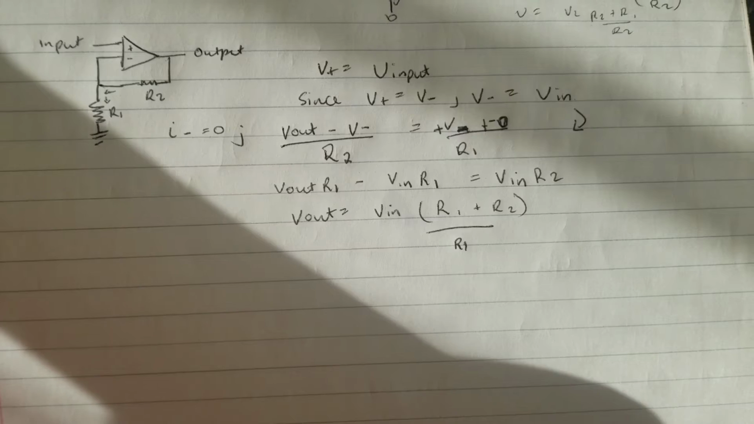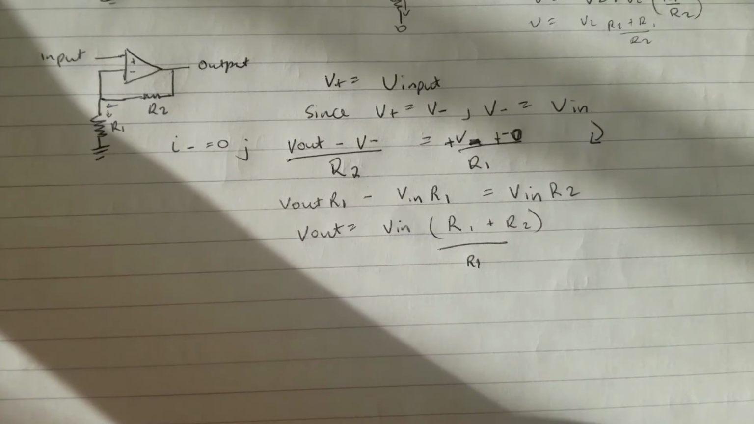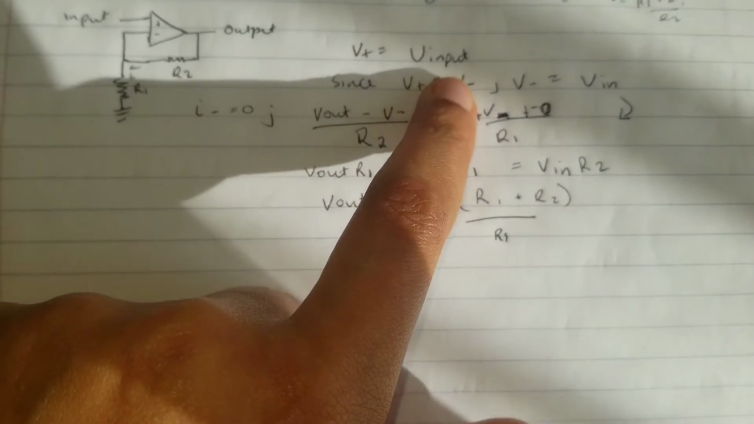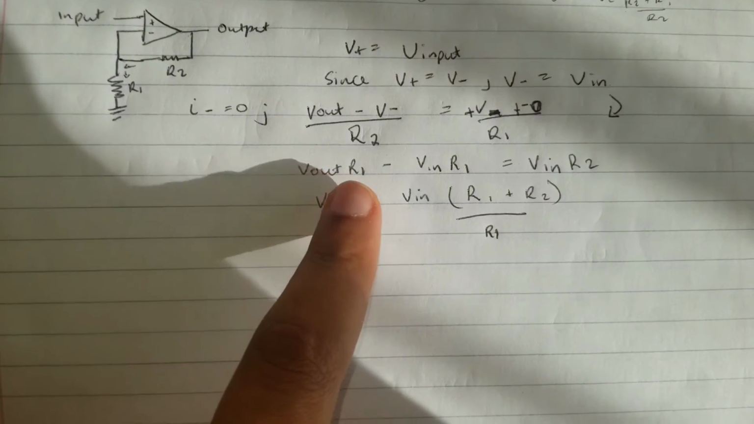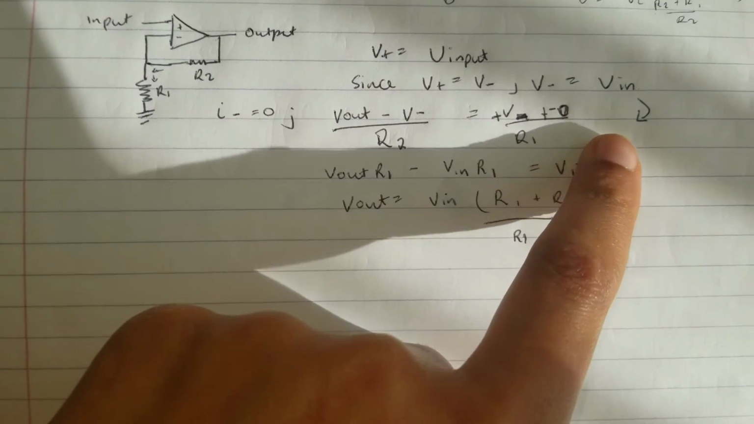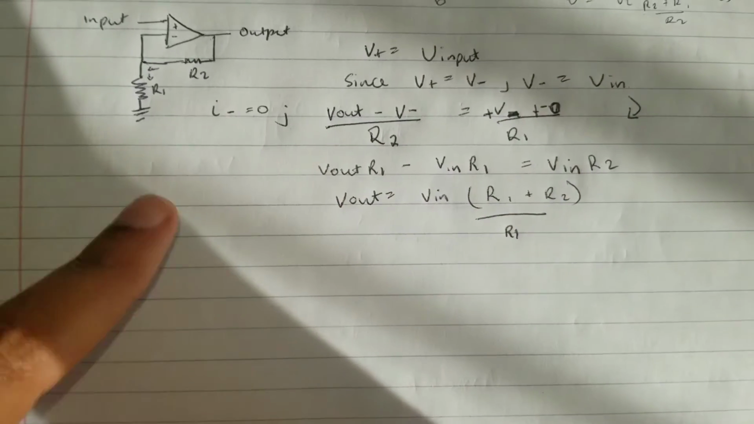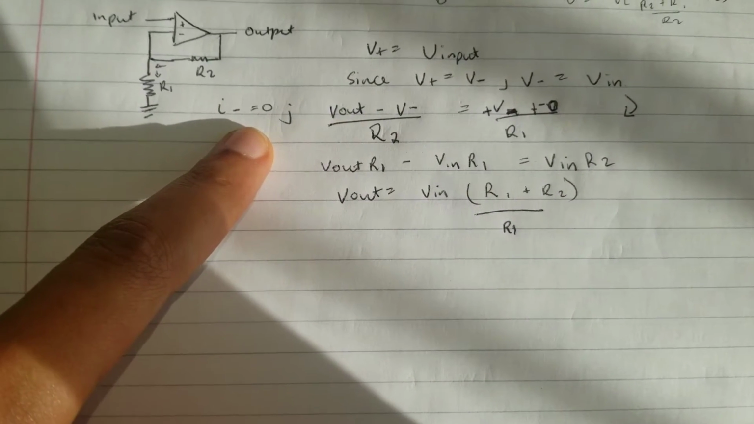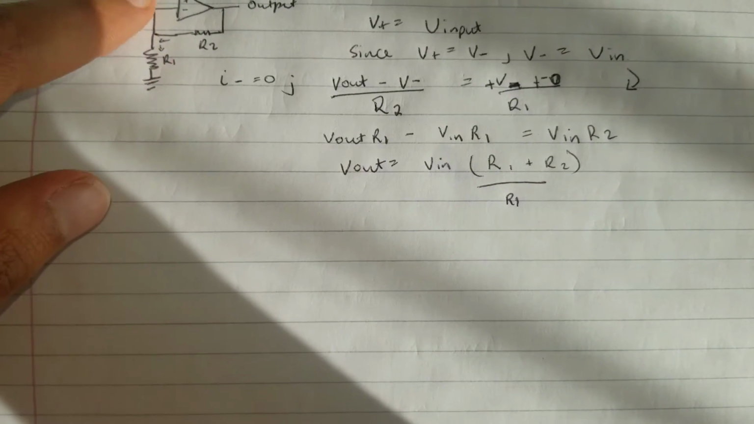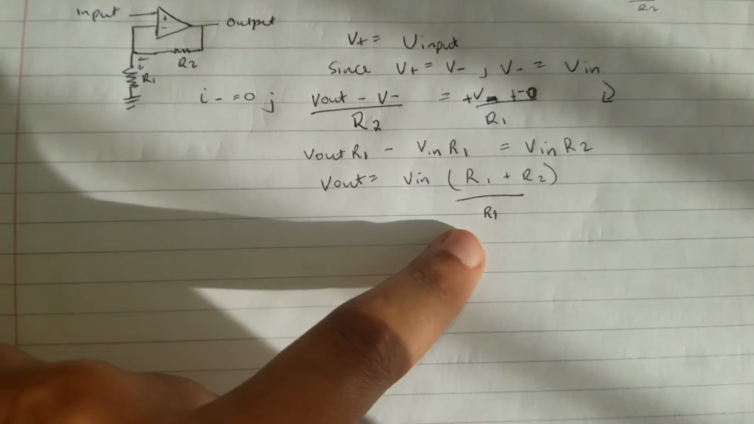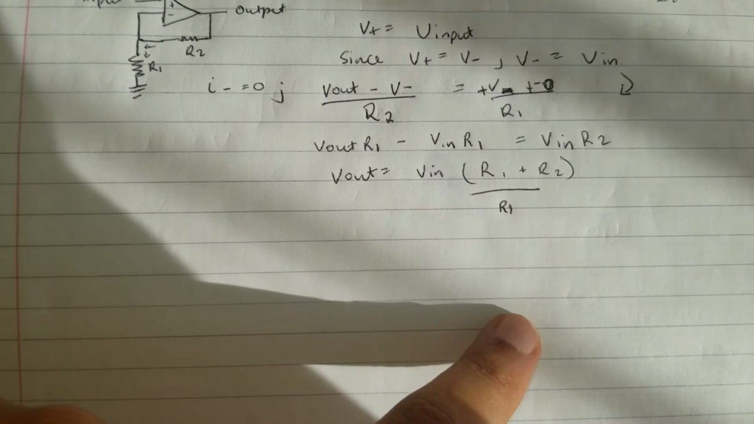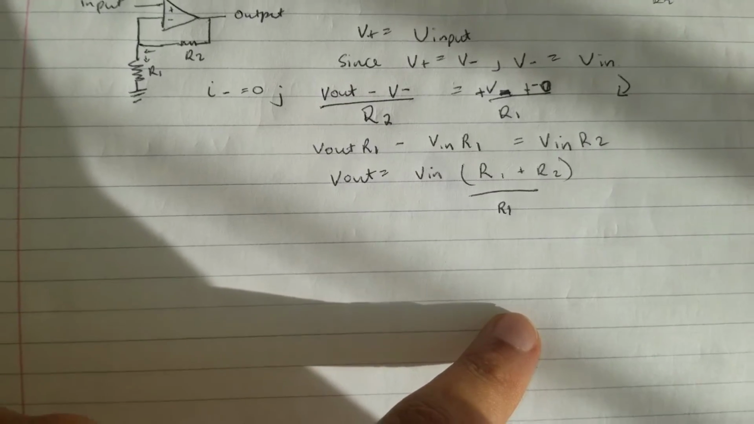For exercise 1, we have this circuit, and the way I analyzed it is that I said V plus is equal to V input, and because V plus is equal to V minus, because of the op amp, V minus is also going to be equal to V input. Since there is no current flowing through the op amp, we can do nodal analysis on this node without considering this wire, which gives us that V out is equal to V in times (R1 plus R2) over R1.